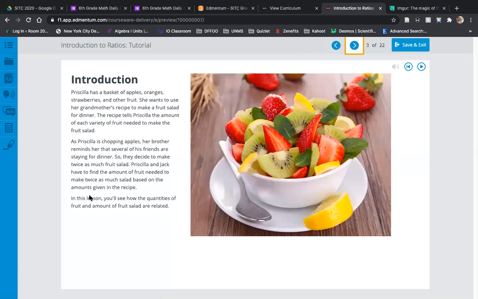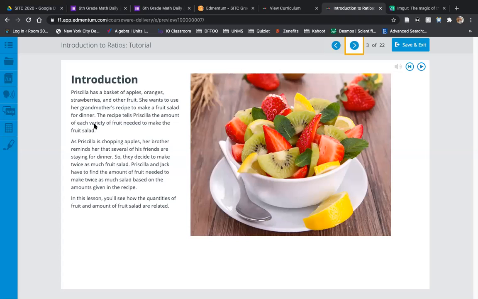So I'm going to start by just reading this first slide here, right? It says, Priscilla has a basket of apples, oranges, strawberries, and other fruit, right? So it's showing us a bowl here to give an example. It says she wants to use her grandmother's recipe to make a fruit salad for dinner. The recipe tells Priscilla the amount of each variety of fruit needed to make the fruit salad.